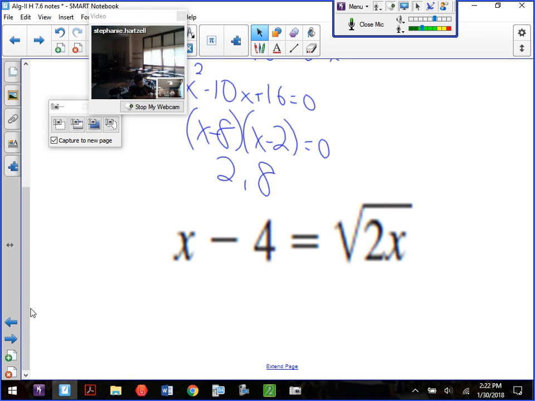So here, when you substitute in 2, that doesn't work, which means this is one of those extraneous solutions. It's an answer, it's not the answer you're looking for. It's the wrong answer. What's that?